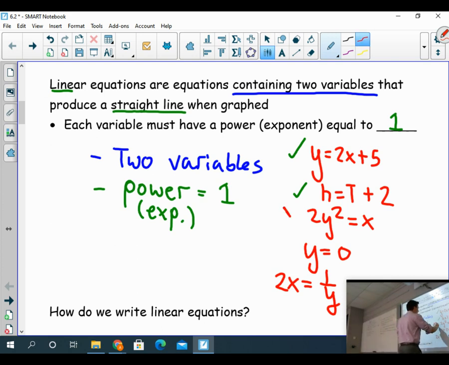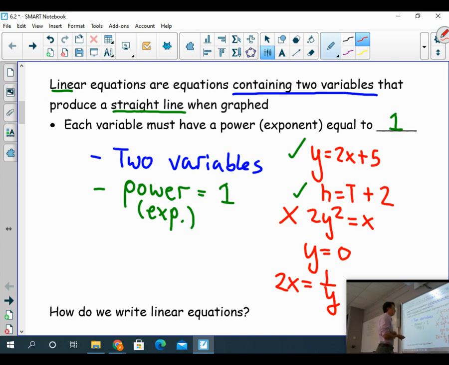The third one, though, will not be a linear equation. While we meet the two variable criteria, we have an exponent here that is squared. The y is squared. This would not be a linear equation.